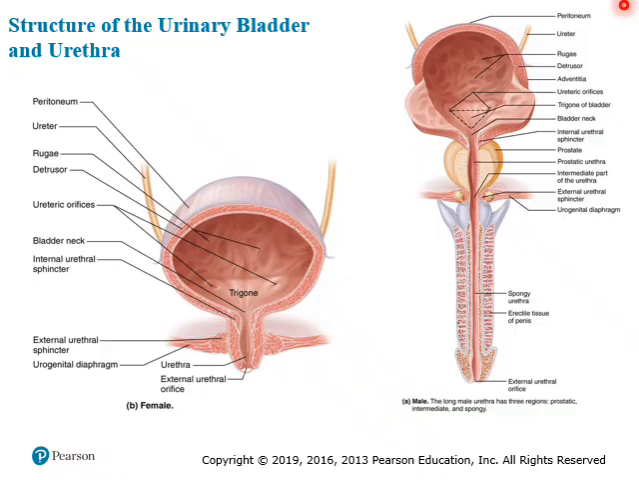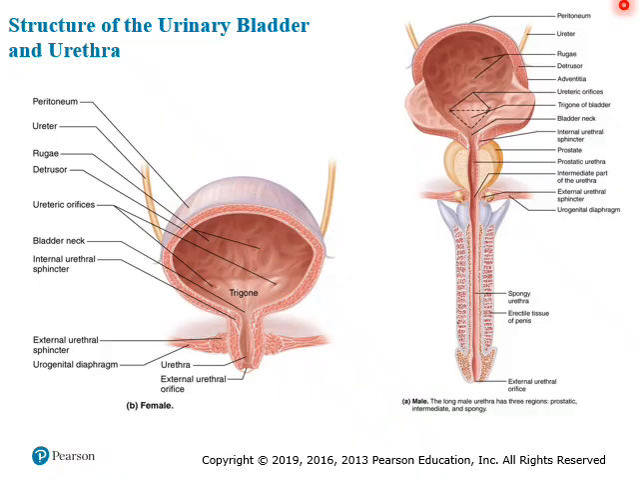The female urethra is only about 3 to 4 centimeters and is tightly bound to the anterior vaginal wall. The external urethral opening, which is anterior to the vaginal opening, is posterior to the clitoris.